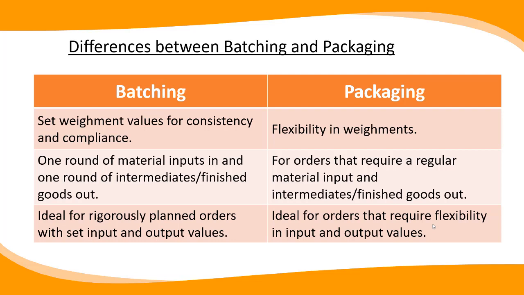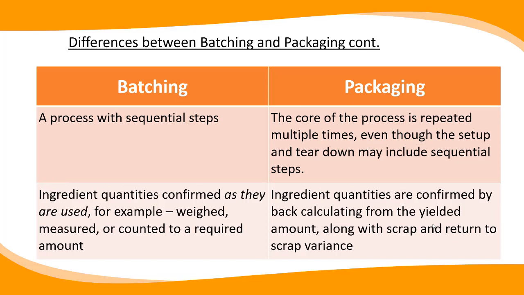Packaging is used for orders that require a regular material input and can have a regular output of intermediates or finished goods. Batching is ideal for rigorously planned orders with set input and output values, while packaging is ideal for orders that require flexibility in input and output values. Batching is a process with sequential steps, whereas in packaging, the core of the process is repeated multiple times, even though the setup and the teardown may include sequential steps.